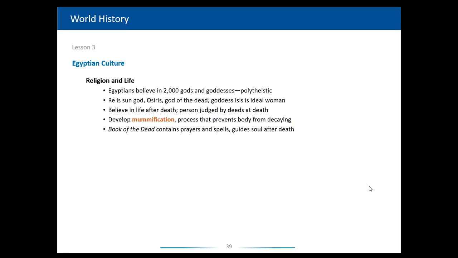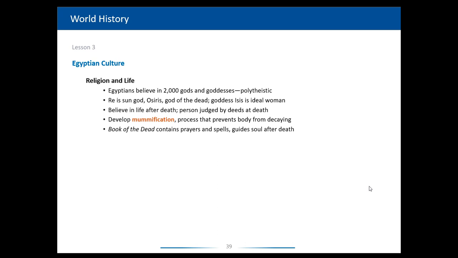Religion and life. Egyptians believe in 2,000 gods and goddesses. This belief in many gods is called polytheism. Egyptians are polytheistic. Re is the sun god, Osiris is the god of the dead, and the goddess Isis is the ideal woman. They have a belief in life after death, and a person is judged by their deeds at death.